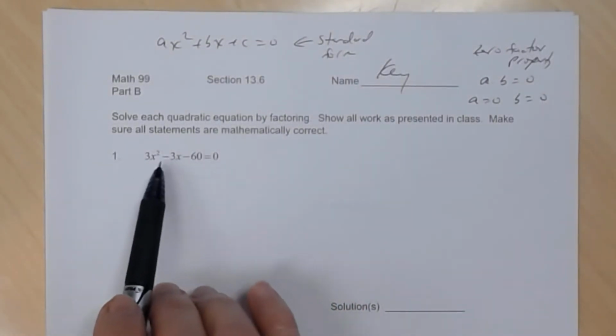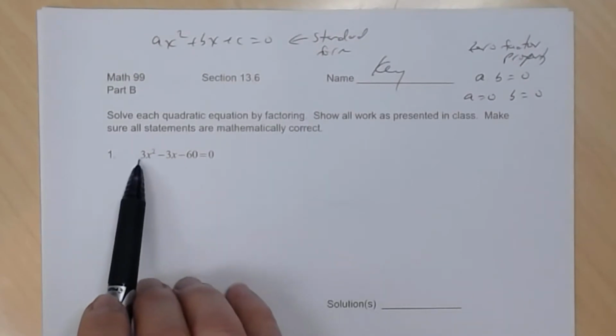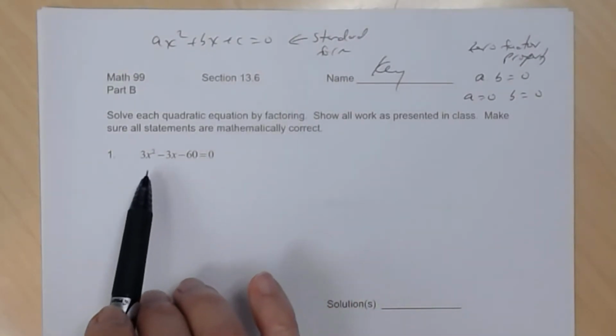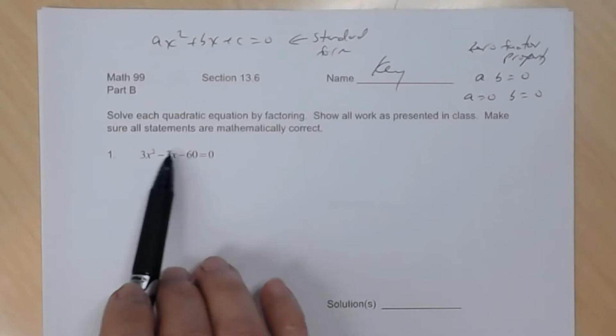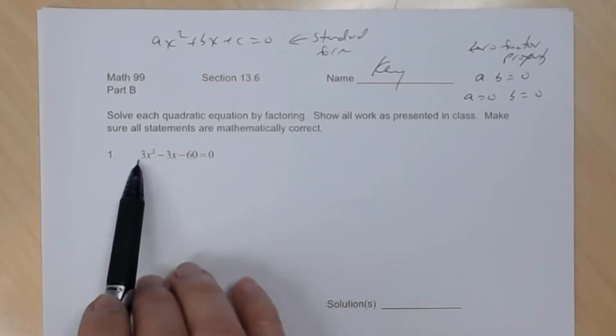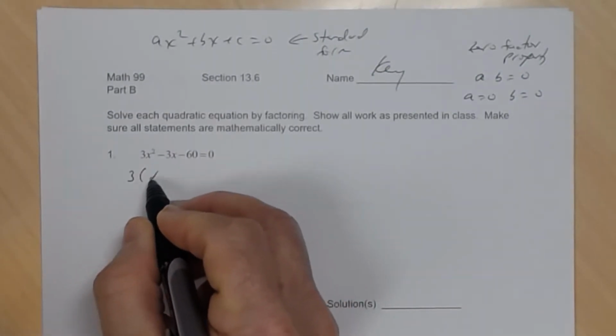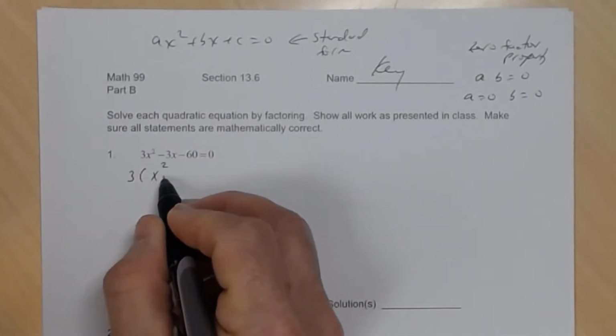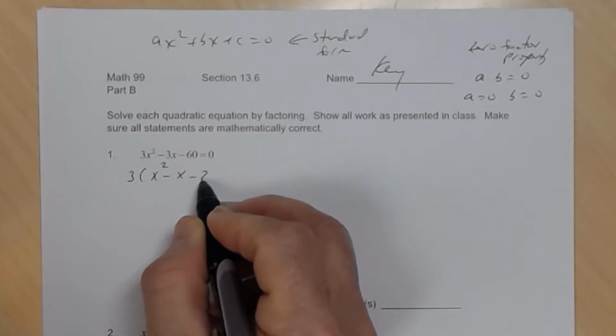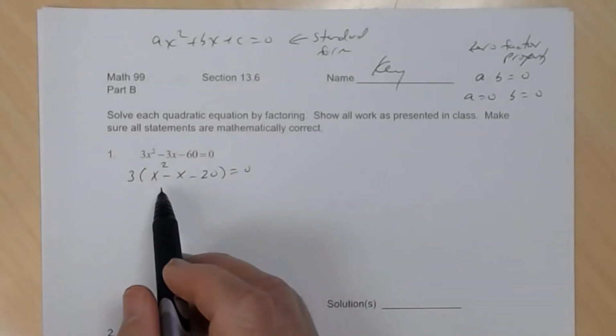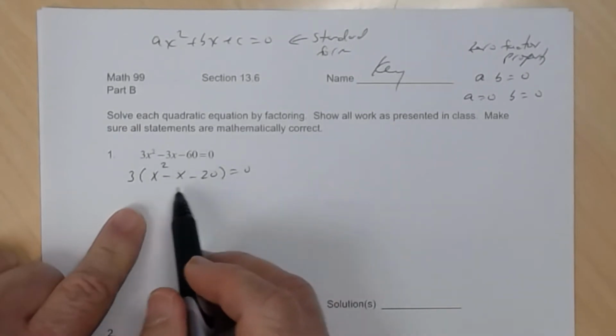Now, in number 1, you want to solve this quadratic equation. It's already in standard form. All right. Now, the other thing I noticed to make things a lot easier for me is that the GCF here is 3. So I'm going to go ahead and factor out a 3. And when I do that, I'm going to get 3 times, in parentheses, x squared minus x minus 20 equals 0. So now that makes things a lot easier to factor.